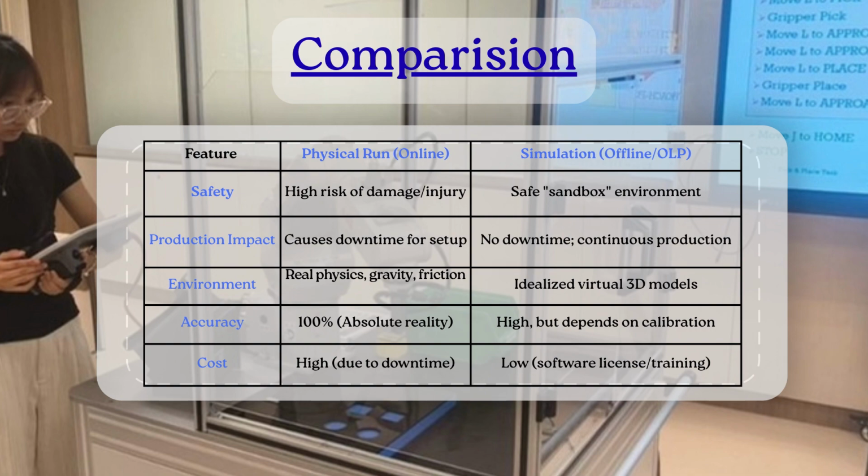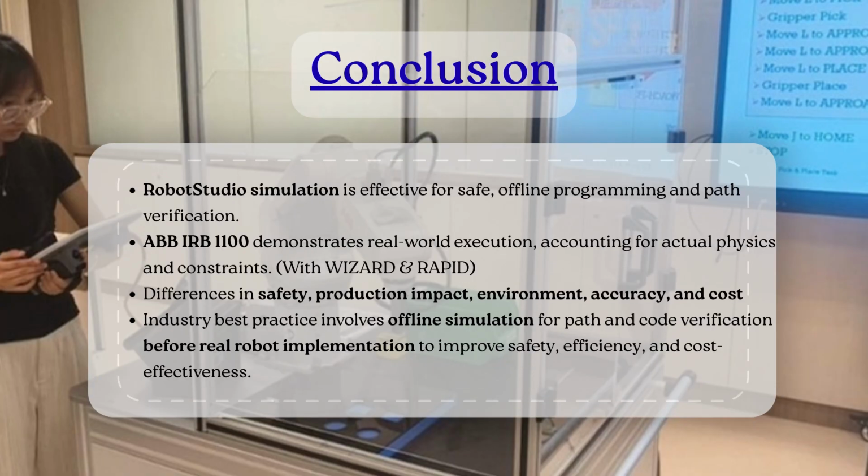For accuracy, real robot operations reflect true real-world accuracy, while simulation accuracy depends on proper calibration. Lastly, for cost, real robots are costly to repair and maintain, but simulation is cheaper with no damage or downtime cost. In conclusion, RobotStudio simulation is effective for safe, offline programming and path verification.